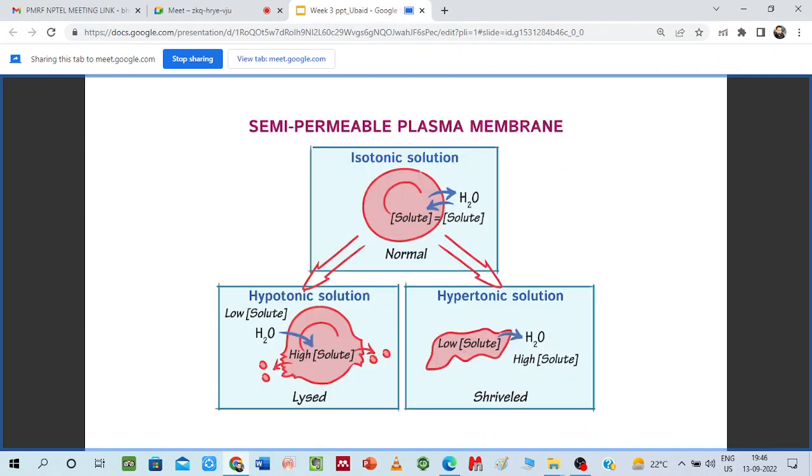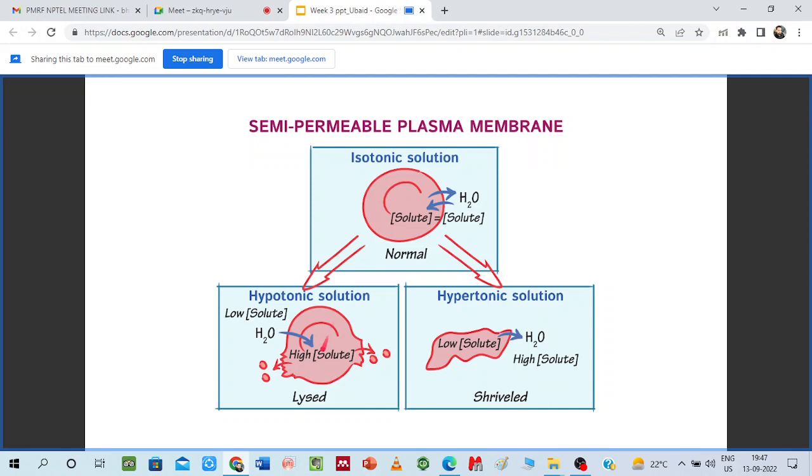So on the basis of osmolarity, there are different types of solutions which affect the cell. One is the isotonic solution. An isotonic solution is one in which the solute concentration of the cell is the same as the solute concentration outside the cell, in the medium. So these are the isotonic solutions. So water can move from inside to outside in both directions.